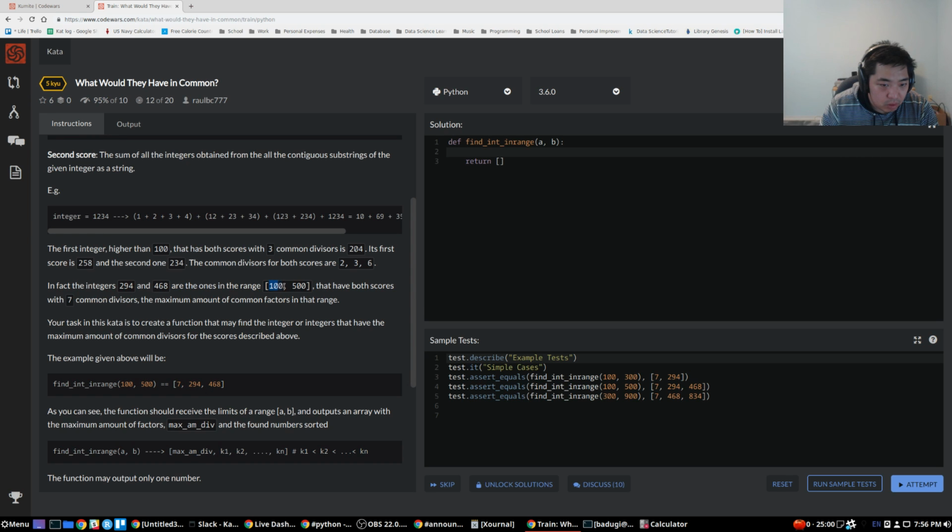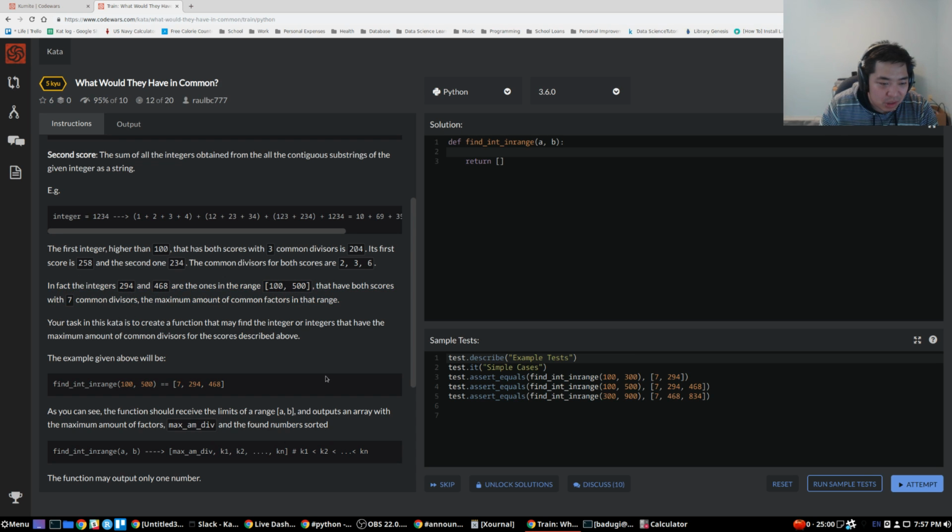What does that have to do with 105? I don't get that. What's the point of that? That have both scores with 7 common divisors. What does that have to do with anything? I don't get this part. Why are you giving us random knowledge?